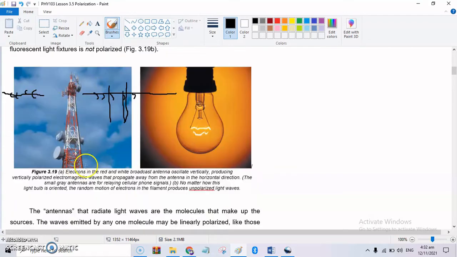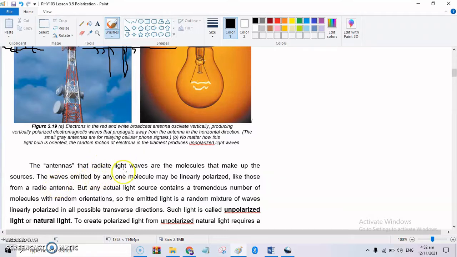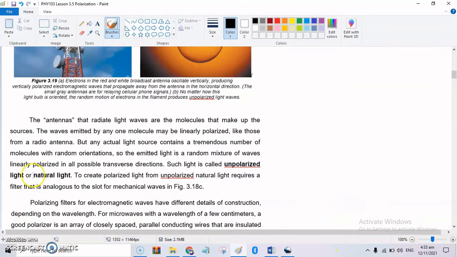The antennas that radiate light waves are the molecules that make up the sources. The waves emitted by any one molecule may be linearly polarized, like those from a radio antenna. But any actual light source contains a tremendous number of molecules with random orientations, so the emitted light is a random mixture of waves linearly polarized in all possible transverse directions. Such light is called unpolarized light or natural light.